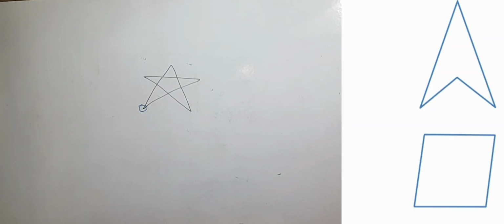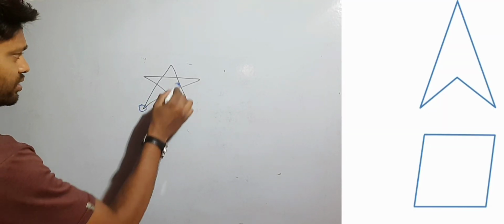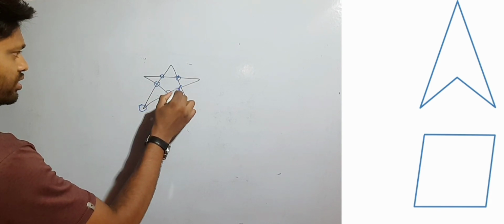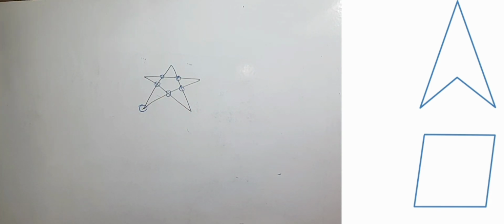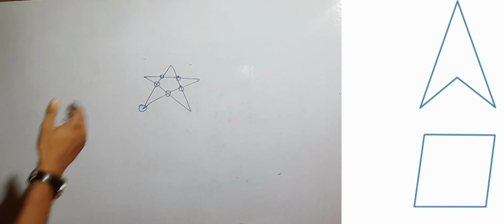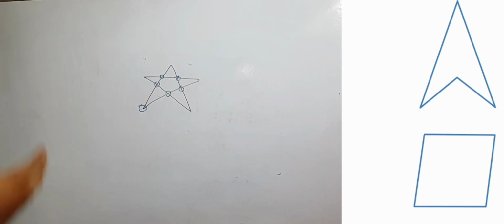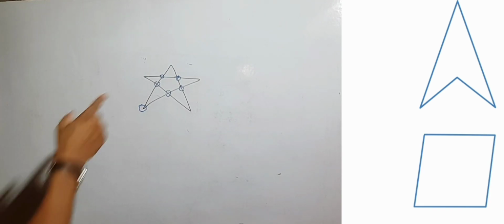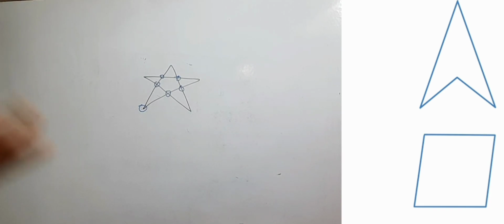Is it a simple closed curve? No, because there are points of intersection, intersection, intersection. So it's not a simple closed curve. Understood what we mean by a simple closed curve? It's a closed curve, but not a simple closed curve, as it has points of intersection. Understood the difference between a closed curve and a simple closed curve.